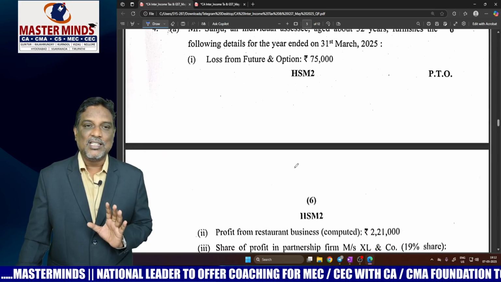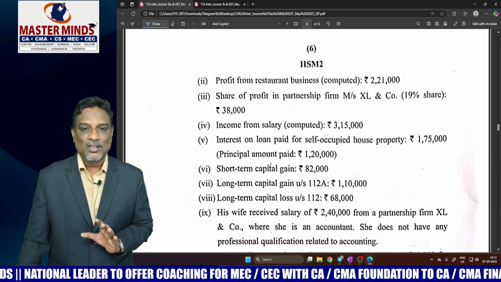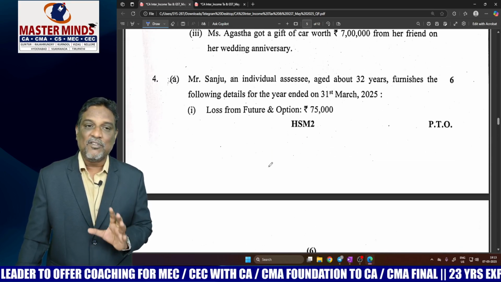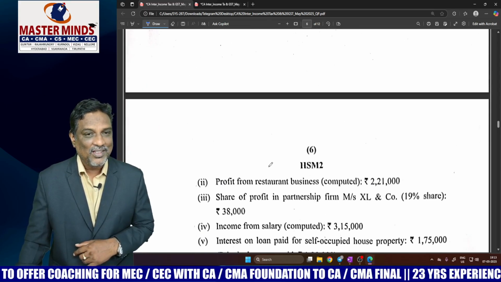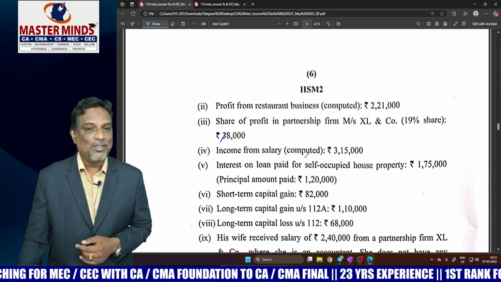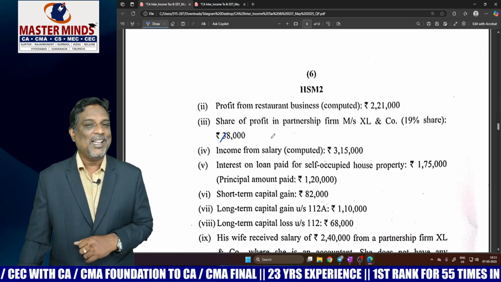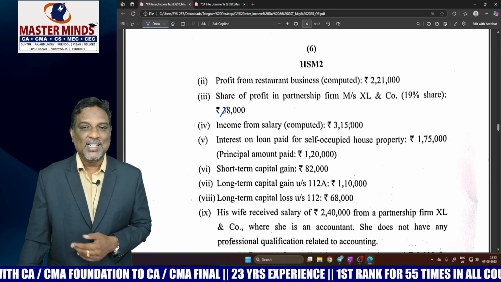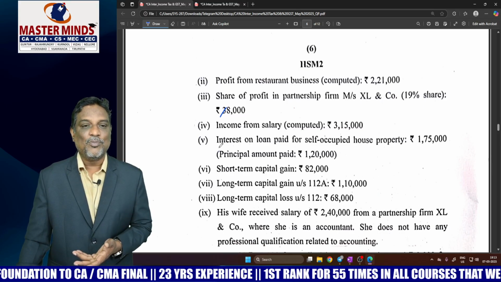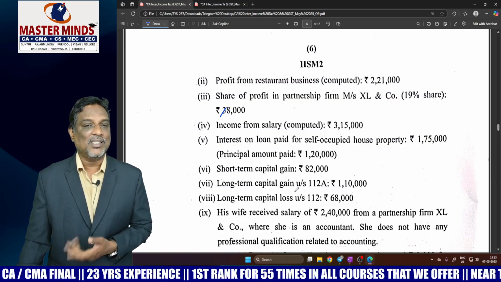Next, my dear students, the next point is a set off and carry forward problem. Set off and carry forward. So many problems like this are covered in our material. Profit from restaurant business, it's a non-speculative business. Share of profit in a partnership firm, so it's an exempted income in the hands of partners. Income from salary computed 3,15,000. Interest from self-occupied property. It's a house property head, it's a loss from house property. Self-occupied property, interest becomes a loss.